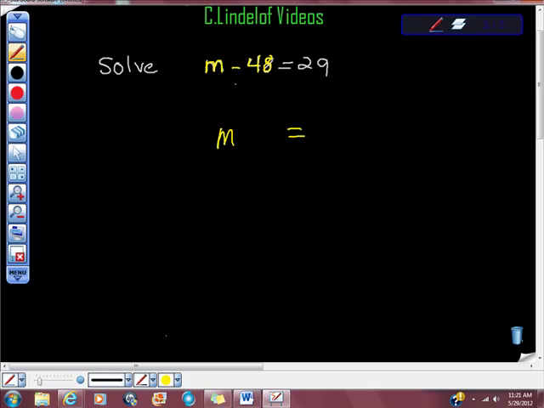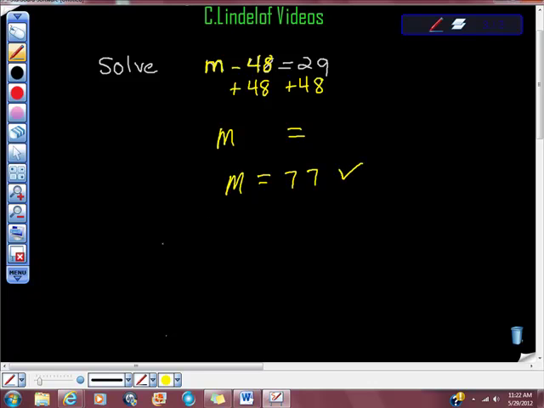So I kind of figured it out. If I add 48 to both sides, so I'm going to add 48 to both sides, and if I do that, I get m is equal to, what is that, 77? So m is equal to 77.